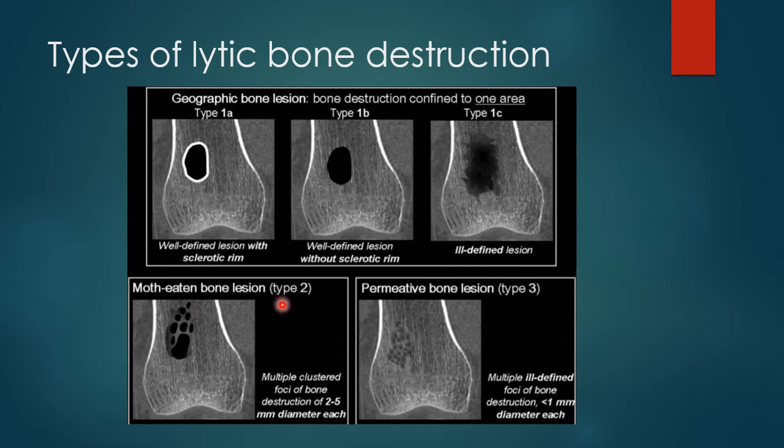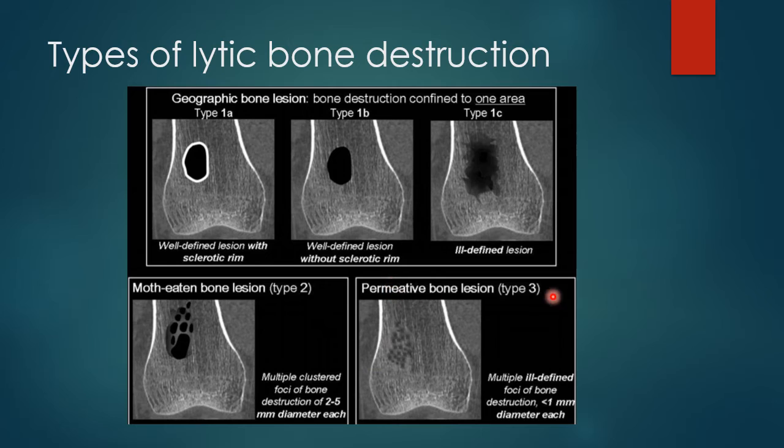Moth-eaten appearance of the bone. In moth-eaten appearance, we see that there are multiple clustered lytic bony foci of destruction, and these lesions can be discrete or can coalesce as well, and most of these lesions range between a size of 2 to 5 mm in diameter.